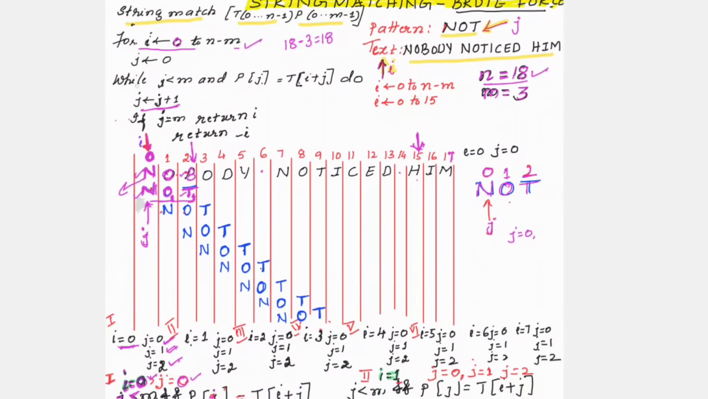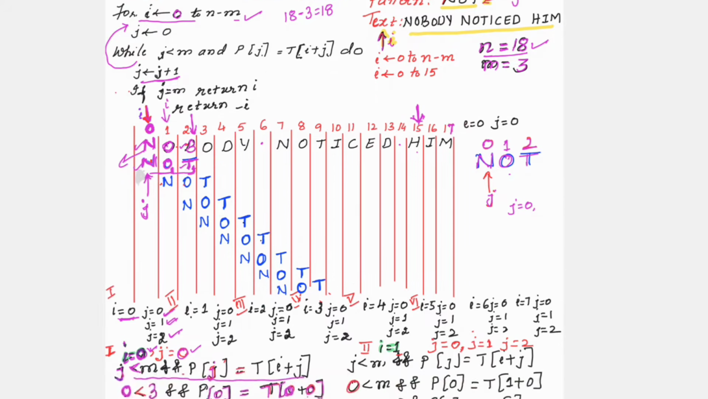And if it is false, then it will come out from the while loop, and it will go back to the outer loop i, and i gets incremented by 1. Now i will be pointing to 1. Once again the tracing will start. For i equal to 1, you have to check j equal to 0, j equal to 1, j equal to 2.